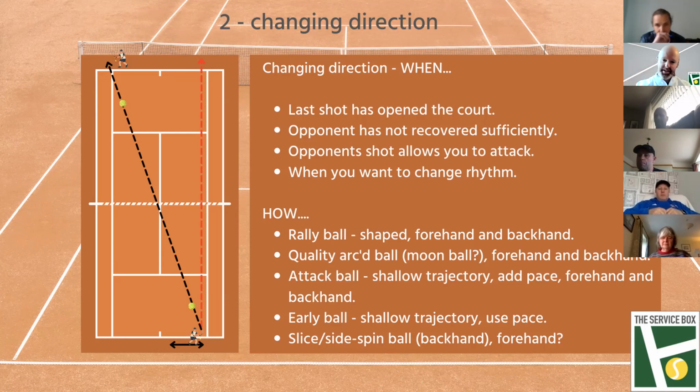Of course, attack ball, which is the one they want to do, which is a lower trajectory, adding pace, and the early ball, which is really using the speed of the opponent and again having a shallower trajectory to do that. We could change direction with the slice. You'll see occasionally on the Pro Tour someone play a slice backhand down the line winner.